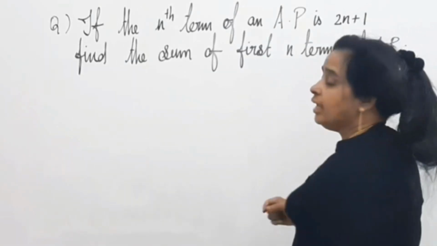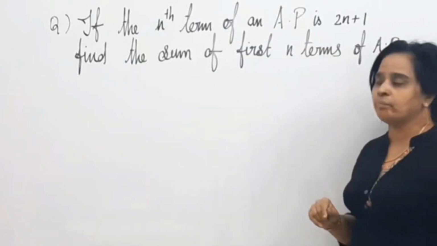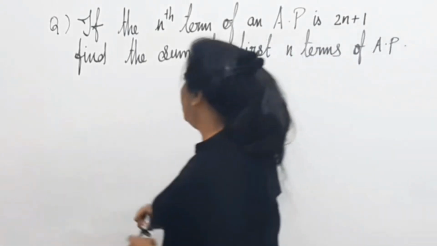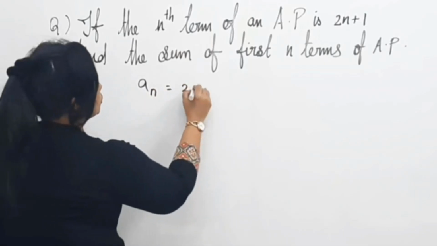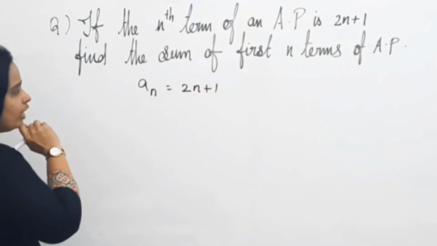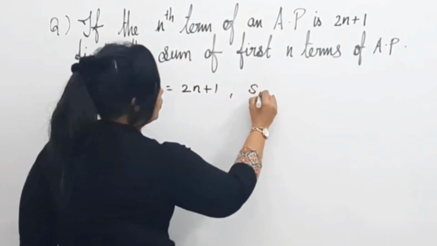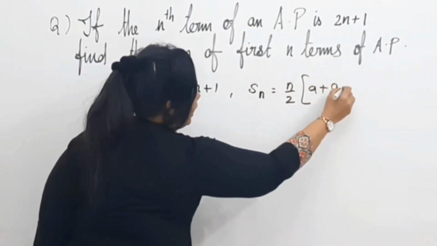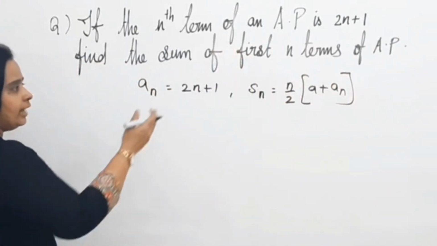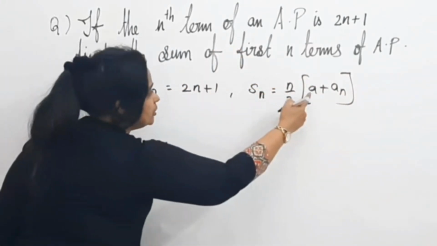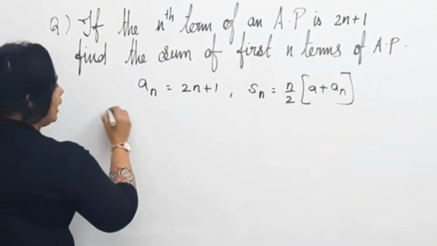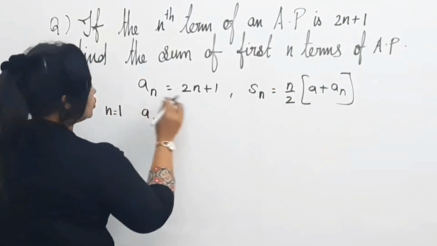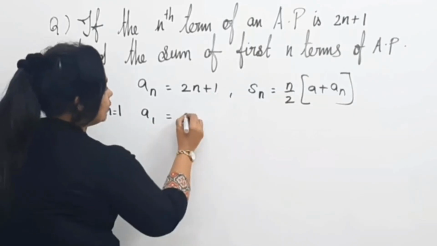Shall we move on? If the nth term of an AP is 2n plus 1, find the sum of the first n terms of the AP. Now it's given an is equal to 2n plus 1, and I have to find my Sn. I know Sn is equal to n by 2 into a plus an, where an is given. I can use that formula, but now my aim is to find a. So n is equal to 1, I can get my a1, which is a. So 2 into 1 plus 1, that is equal to 3.